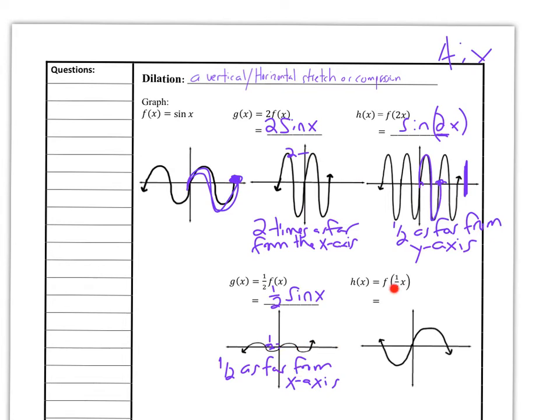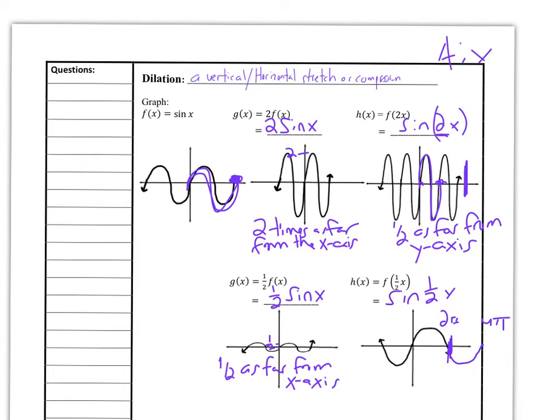Well, let's take a look at what happens with this last one. We're going to end up with sine of 1/2 x. And you see here, we have this curve. When we take a look at it, we ask ourselves, what changed about the curve? Well, we know that it's going to be half a curve by 2 pi. So we have a whole curve by 4 pi, whereas before, we had a full curve by 2 pi.